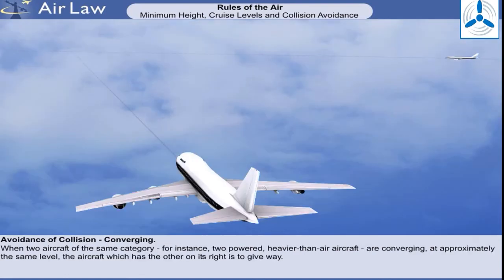When two aircraft of the same category, for instance, two powered heavier-than-air aircraft, are converging at approximately the same level, the aircraft which has the other aircraft on its right is to give way. Expressed simplistically, the aircraft on the right is in the right and should maintain speed and heading.